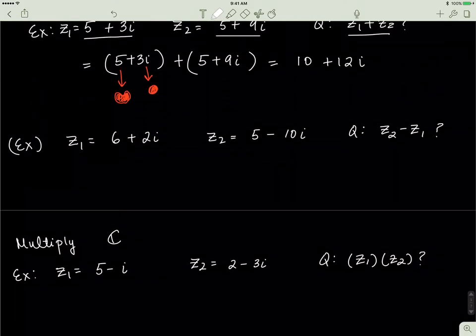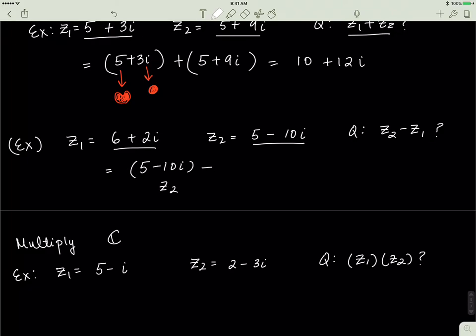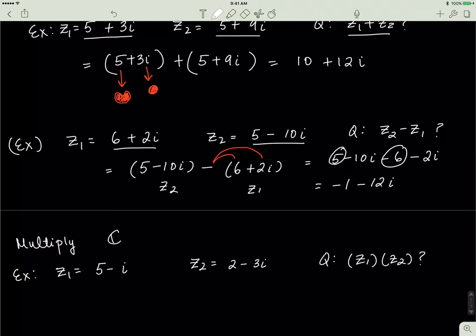Now, the next question is, z1 is this number over here, z2 is this number over here, how do I subtract them? So the question asks, what's z2 minus z1? So the order's kind of switched around, but that doesn't really make a difference. So the question is asking us, what's 5 minus 10i, which is z2, minus 6 plus 2i, which is z1? So remember, the negative sign distributes inside, and therefore I'm left with 5 minus 10i minus 6 minus 2i. And then I just do the simple algebraic math that I'm so used to doing. So I add and subtract the like terms. So 5 minus 6 turns out to be negative 1. And minus 10i minus 2i just turns out to be negative 12i, right? So this is the answer.